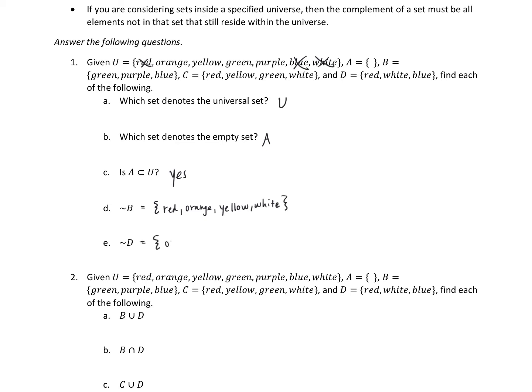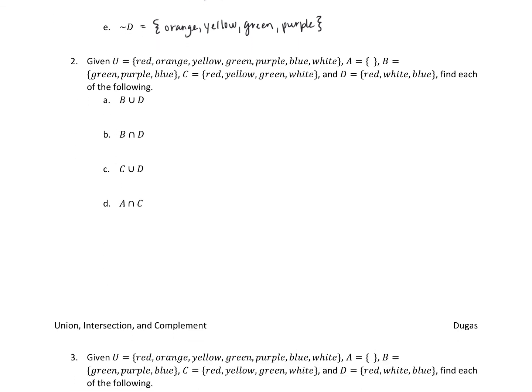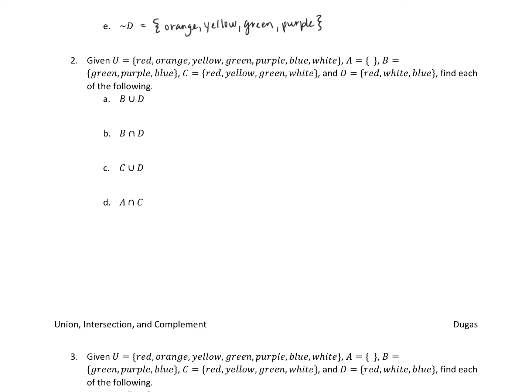So orange, yellow, green, and purple. That would be the complement of D. Let's look at number 2. This is the same sets, U, A, B, C, D.